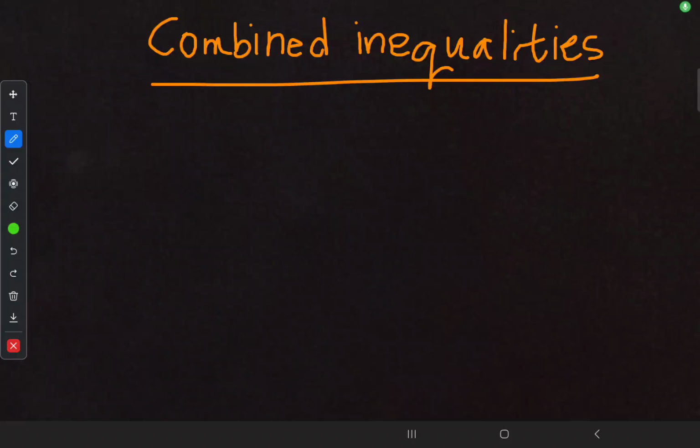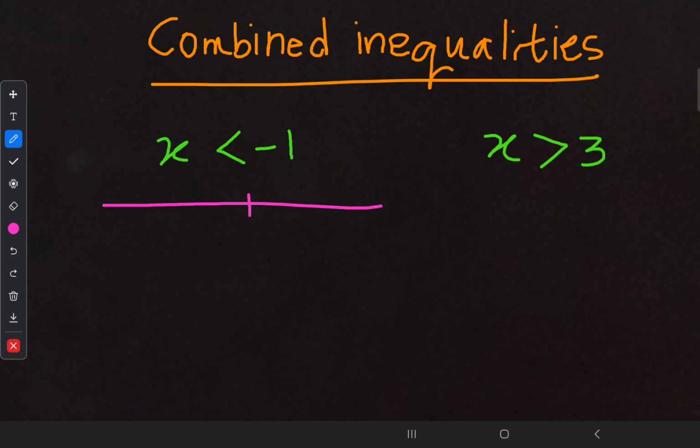Let's see in the following case how to identify the resultant region for the given inequalities. x is less than negative 1, and in this case, x is greater than 3. Let's find the feasible region for these given instances. For this one, it should be negative 1, and x is getting the values which are less than negative 1.